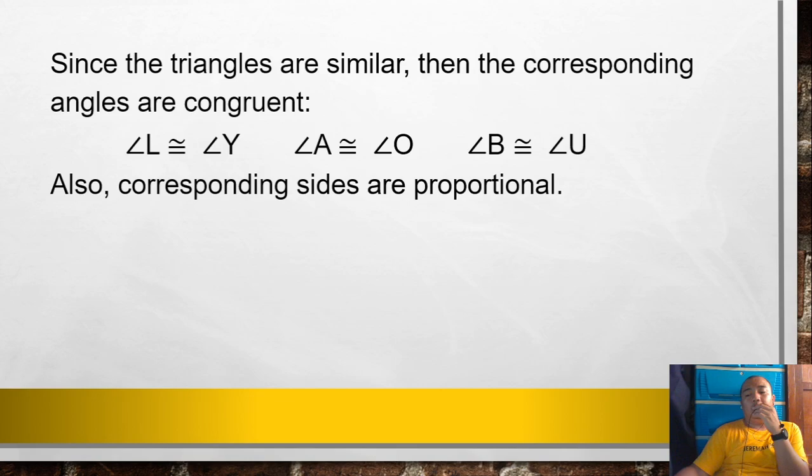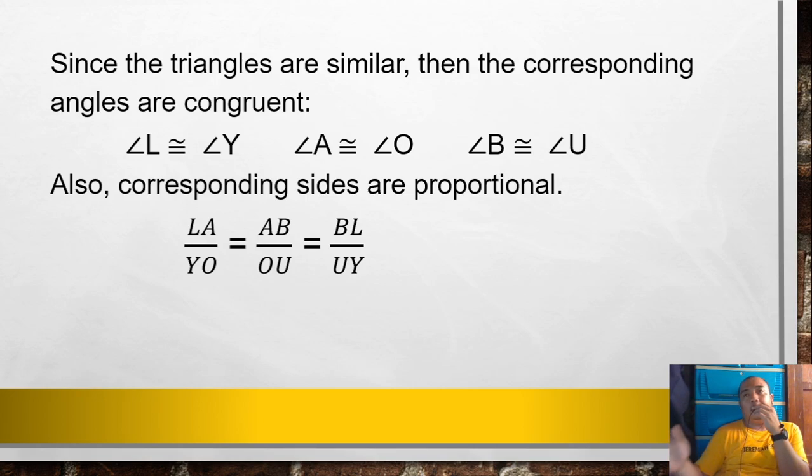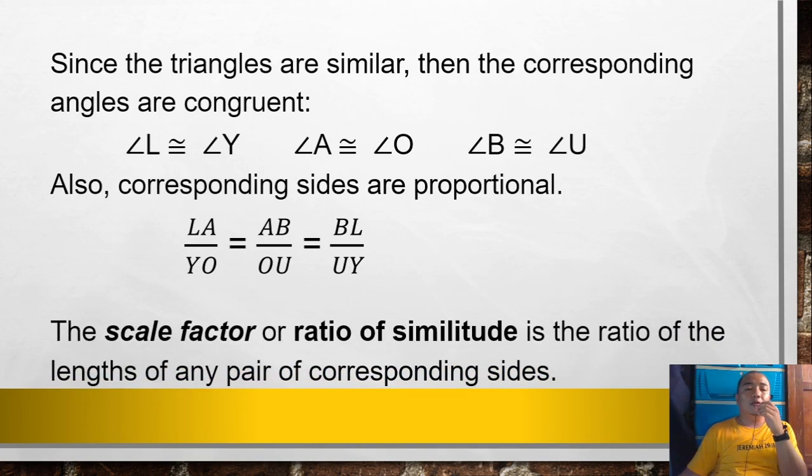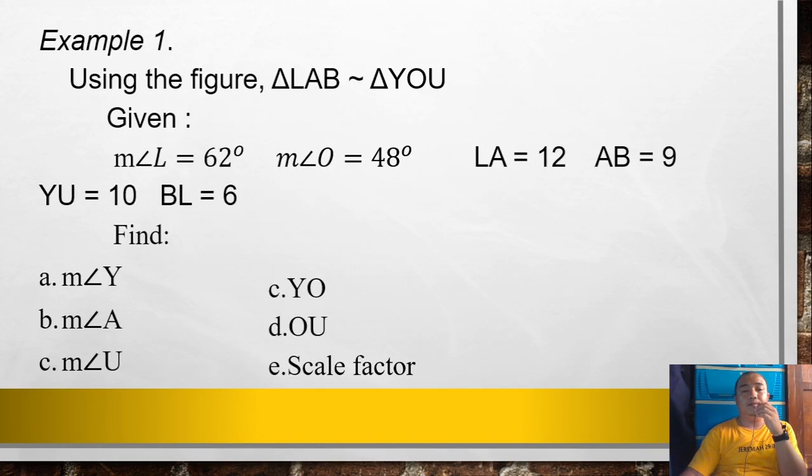Also, the corresponding sides are proportional. So, LA over YO is equal to AB over OU equals BL over UY. The corresponding sides get the ratio, which can be written as a fraction, and they are all equal. So, the scale factor or ratio of similitude is the ratio of the lengths of any pair of corresponding sides.